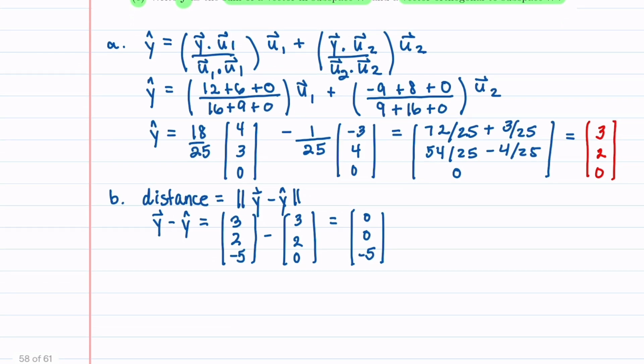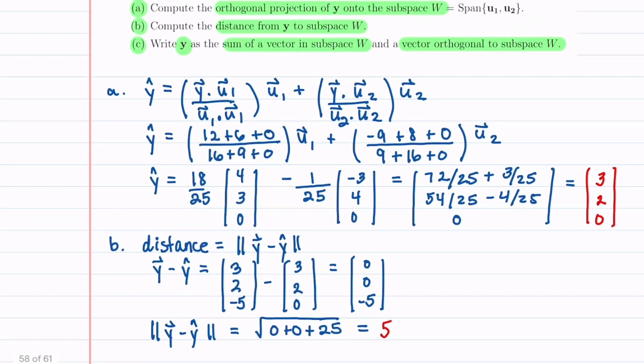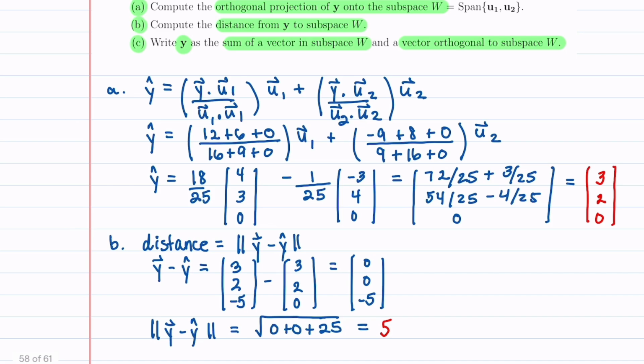Now we can go ahead and compute the magnitude of y minus y hat. It's nice that we have some 0 components. So we're just going to have the square root of 0 plus minus 5 squared is 25. So we end up with a value of 5. So the distance from y to subspace W is just equal to 5.